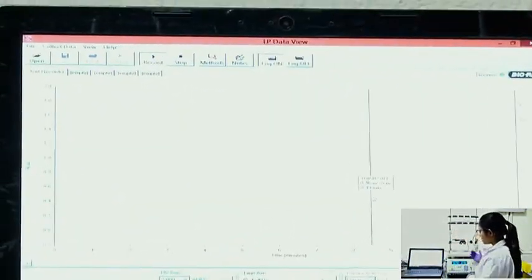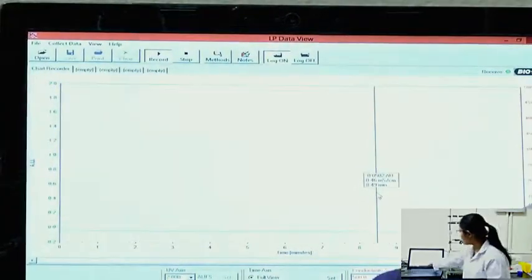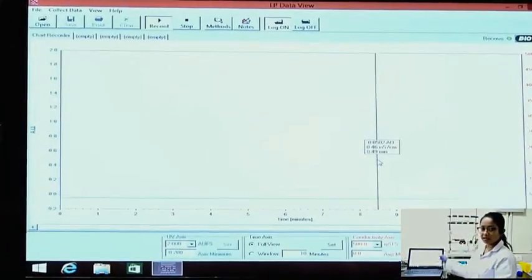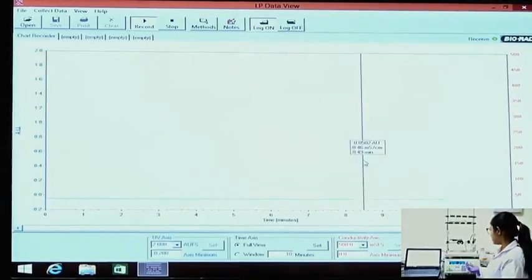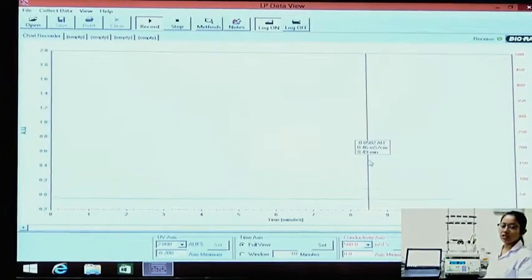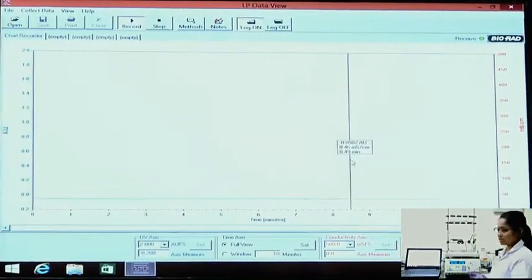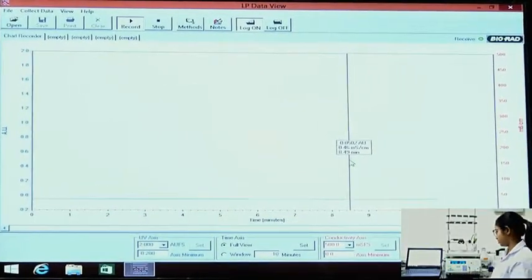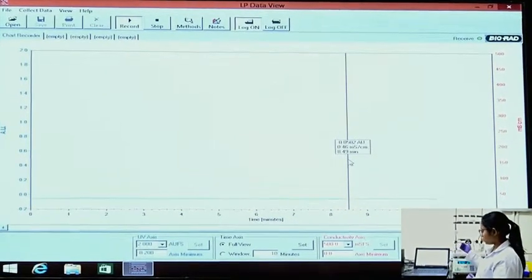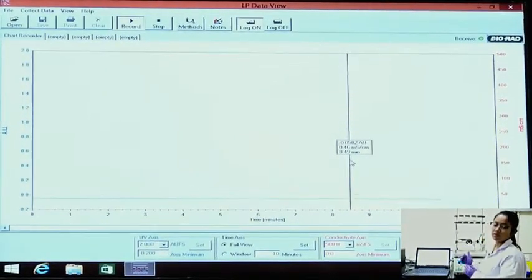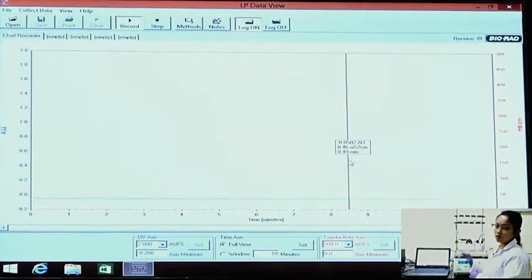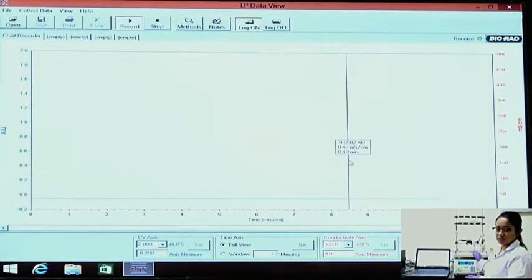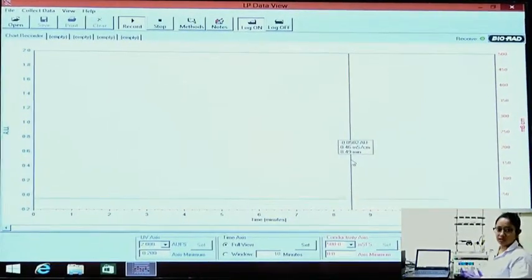And simultaneously I will start recording here. After some time you will see that the conductivity will go up a little bit, because I was running water which does not have any conductivity, but this buffer has NaCl. NaCl is a salt, so it will have a higher conductivity. We will wait for some time until it becomes a flat line, because then we will know it is equilibrated or saturated with this particular buffer, and then we will start loading our sample.